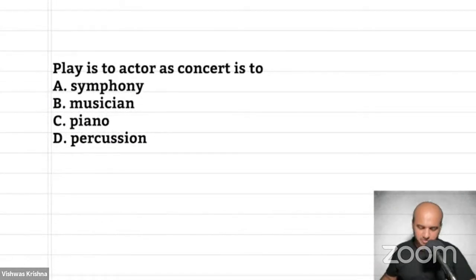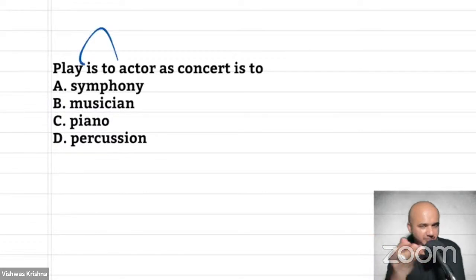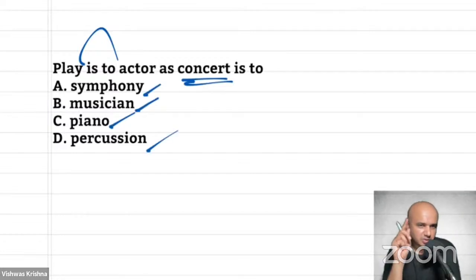This is very easy. Play is to actor. An actor performs in a play, drama, one and the same. Whereas concert is for whom? Is it symphony, musician, piano, or percussion? Who performs in a play? Actor. Concert is to dash. Very easy. Quickly answer this.